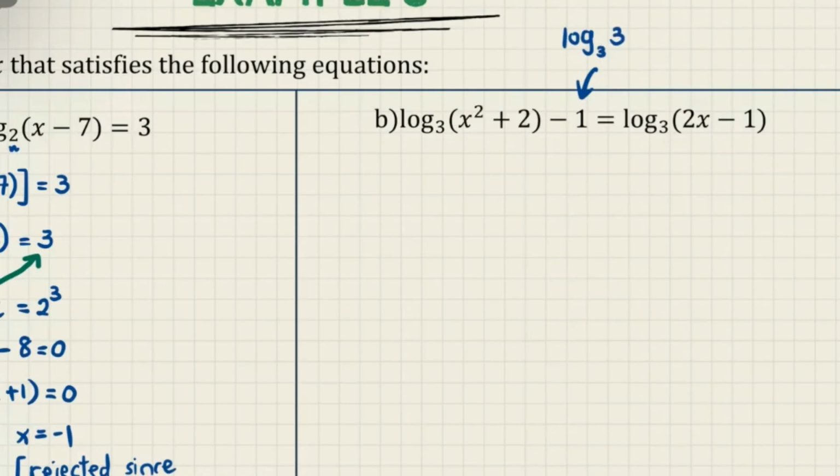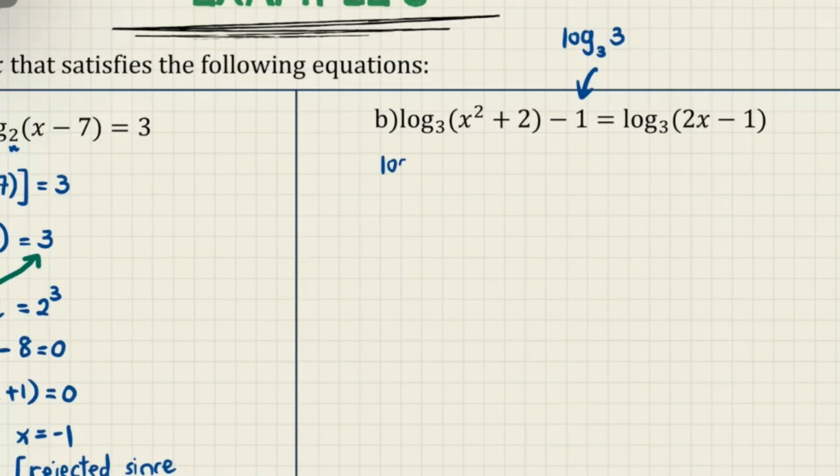Ataupun kita boleh pindahkan log ini on the left hand side and negative 1 pindahkan on the right hand side. Lepas tu kita gunakan properties, lepas tu kita gunakan anti-log. So any one of it dapat jawapan yang betul lah. So kat sini saya tunjuk yang mana ya. Kita gunakan pindah lah. Okay.